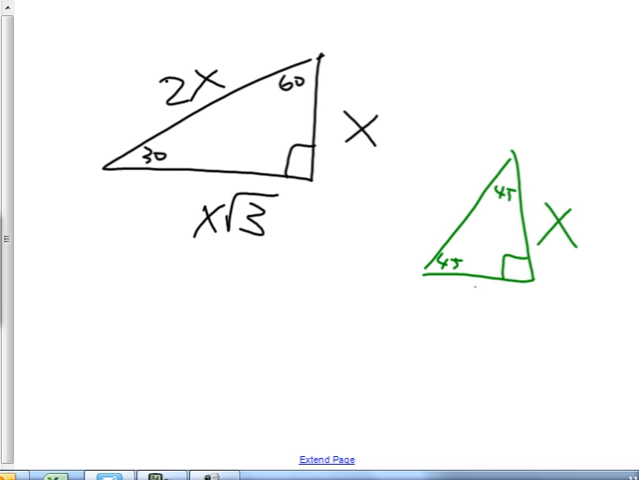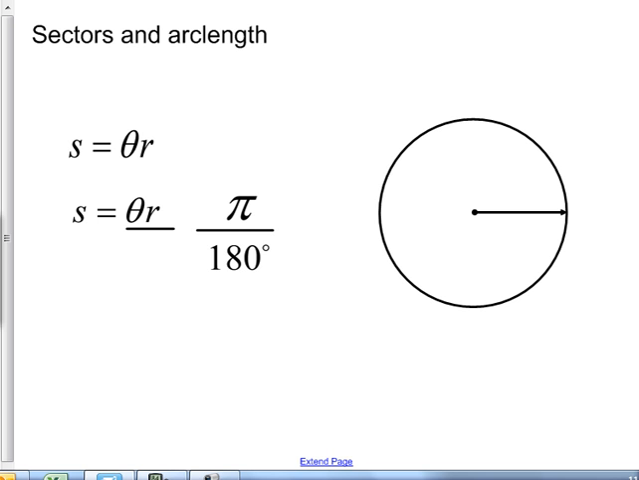And that's x, and in other words, these two are the same. And this one is what? X square root of 2, yes. Okay, got to know those. That's why I'm going over them two days in a row. All right, moving on. Sectors and arc length.